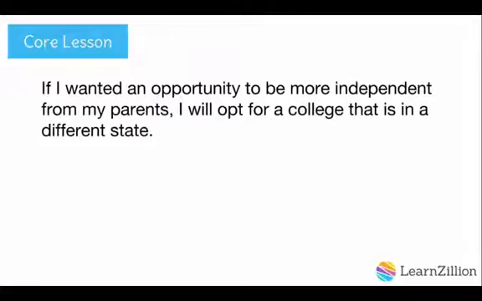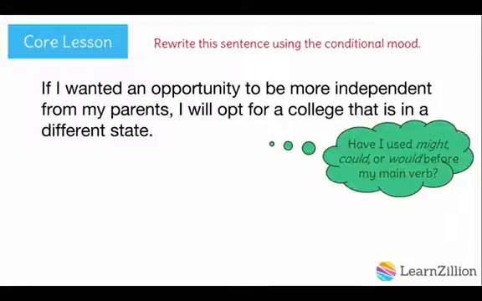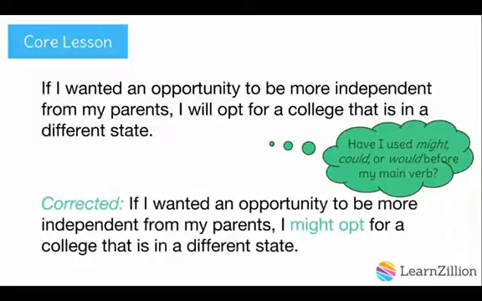We only have one more sentence that needs verbs in the conditional mood. This time, you try fixing it. Remember to use one of the might, could, or would words before the main verb in your revision. Press pause while you work and play when you finish. Your sentence should be rewritten so that will is changed to either might, could, or would. I used the word might for my revision, but any of these words would work.